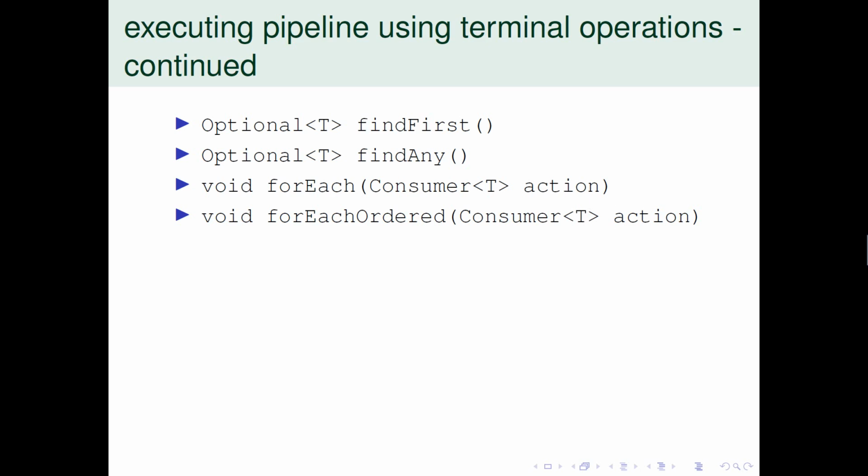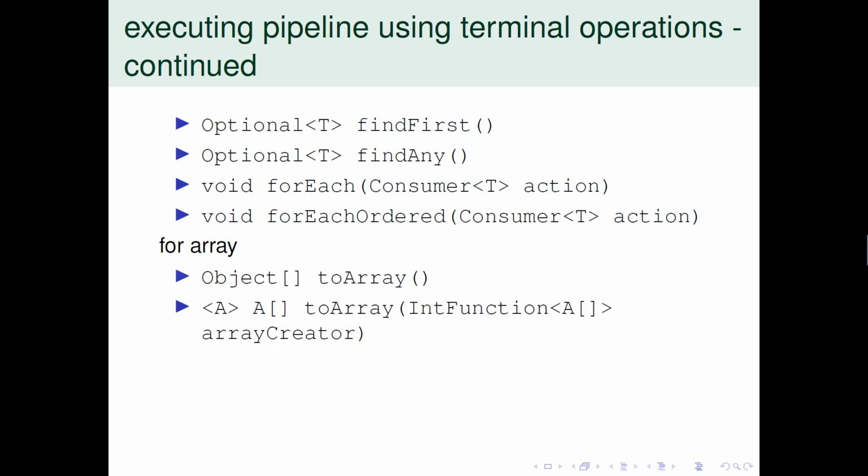In the same way, forEach is a very commonly used method, and you have to pass a consumer. And forEachOrdered, if it's a sequential stream, then you'll have forEachOrdered, and you may use that method.